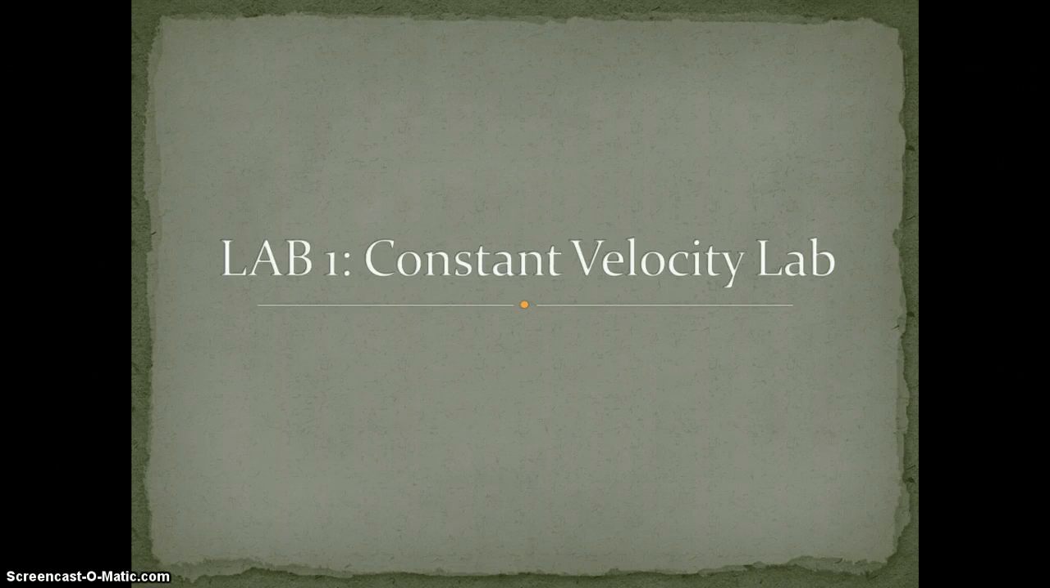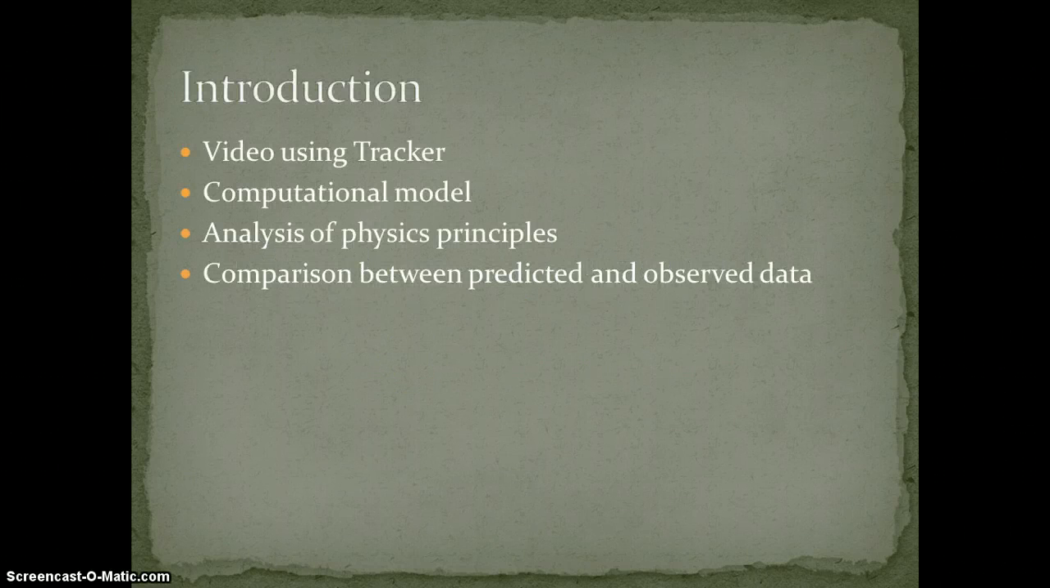This is Lab 1, the Constant Velocity Lab. For this lab, I made a video of an object moving across a table. This object had constant velocity. I then analyzed this video using Tracker and was able to come up with a computational model. In the process, I analyzed physics principles, including Newton's second law, and made a comparison between the predicted and observed data from Tracker and the computational model and made it into a plot.